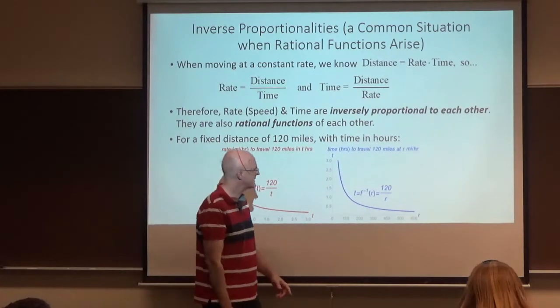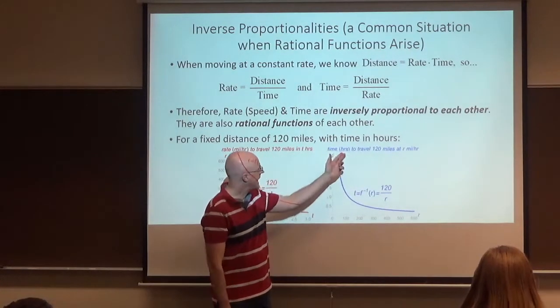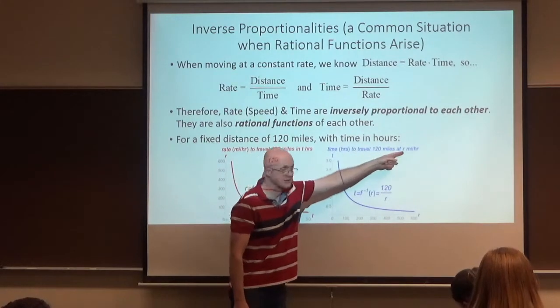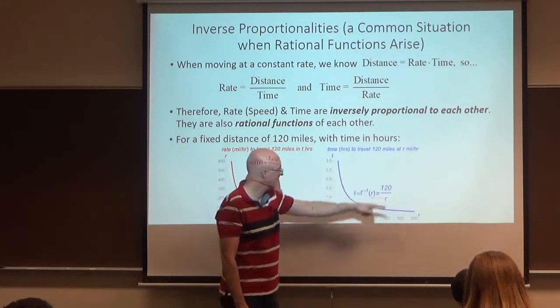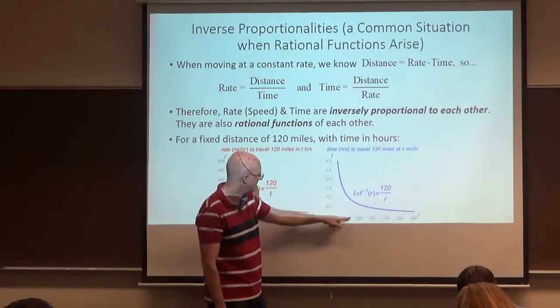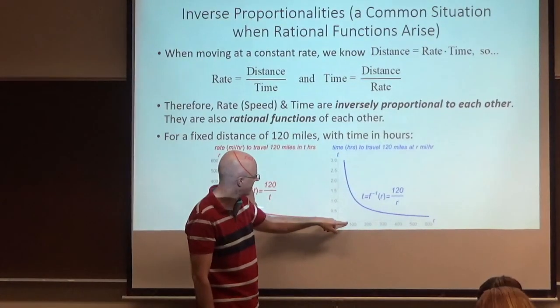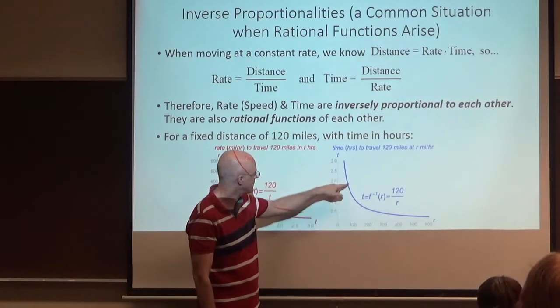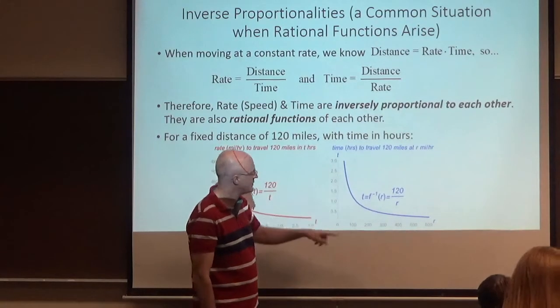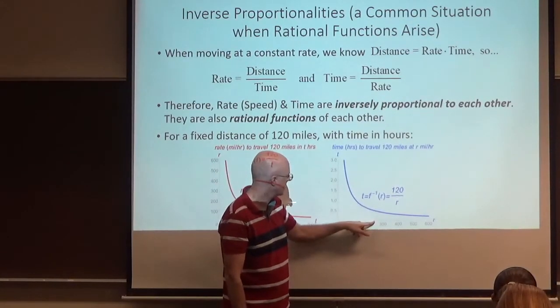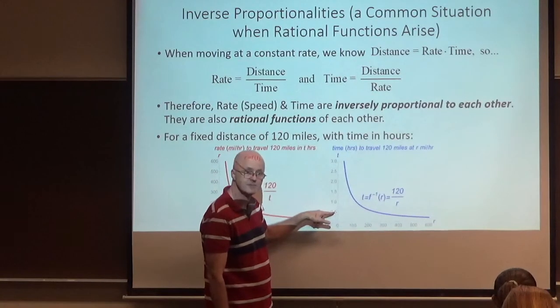And it's telling you something different. Now you want to know the time to travel 120 miles if that's your speed, if you're going r miles an hour. So if you travel 120 miles an hour, it will take you 1 hour. If you travel at 60 miles an hour, right about there, it will take you 2 hours. If you travel at 240 miles an hour, right there, it'll take you half an hour.